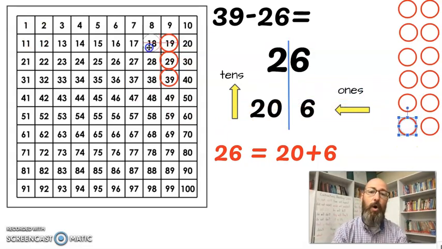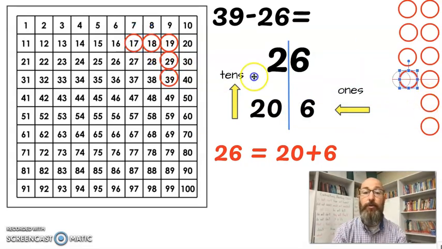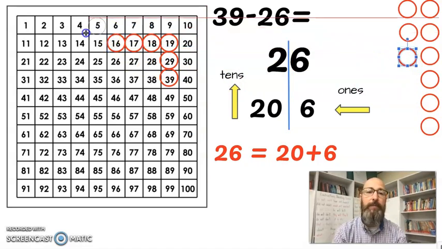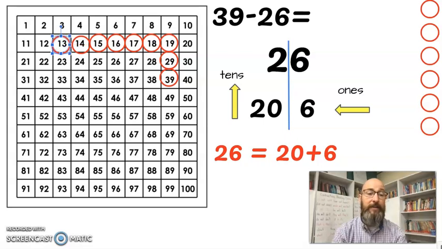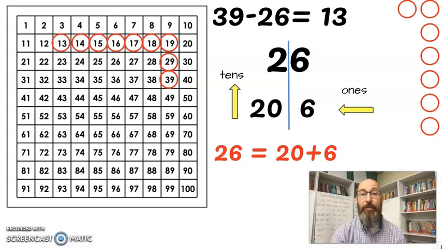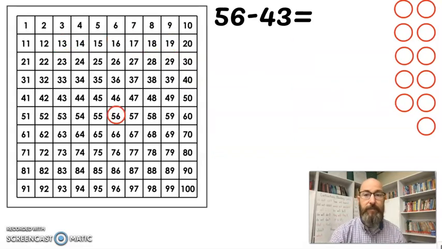So let's go 1, 2, 3, 4, 5, 6. And I landed on the 13. So since I landed on the 13, I know that 39 minus 26 equals 13. I hope you did well on that. So let's do another one.